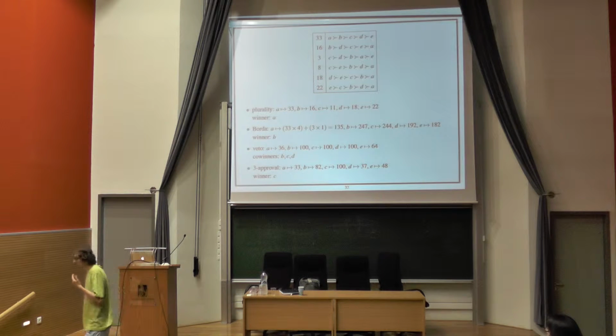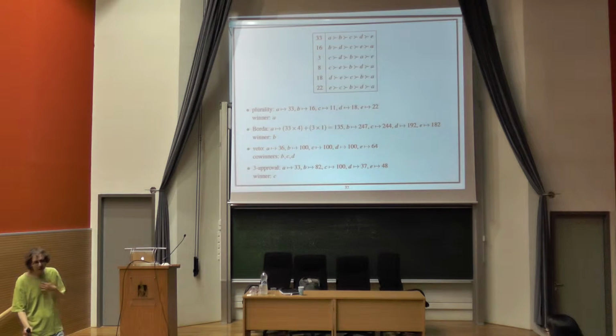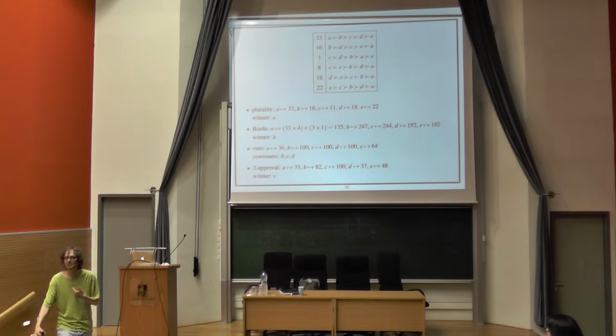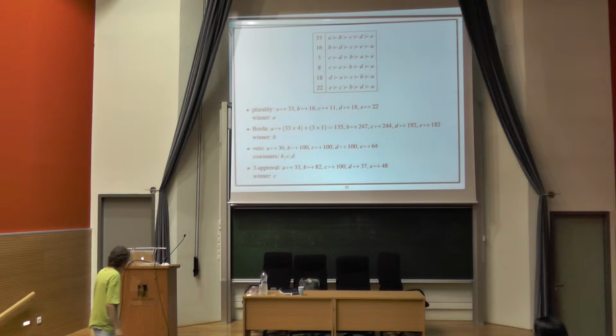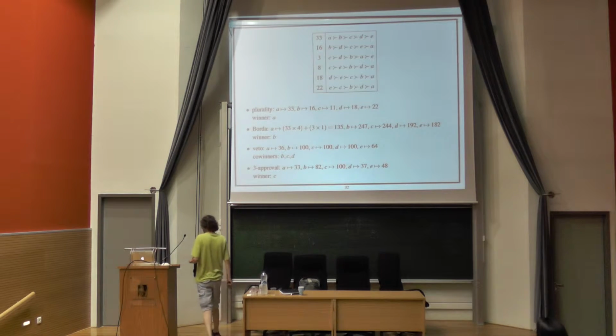Actually, I believe that Borda is the best rule. Some people disagree, but I'm very much in favor of Borda, so probably I would elect B. Then if we choose veto, there will be 3 co-winners, a tie between B, C, and D, because only A and E are ranked last. And if we take k-approval with k equals 3, then the winner will be C. You can check that.